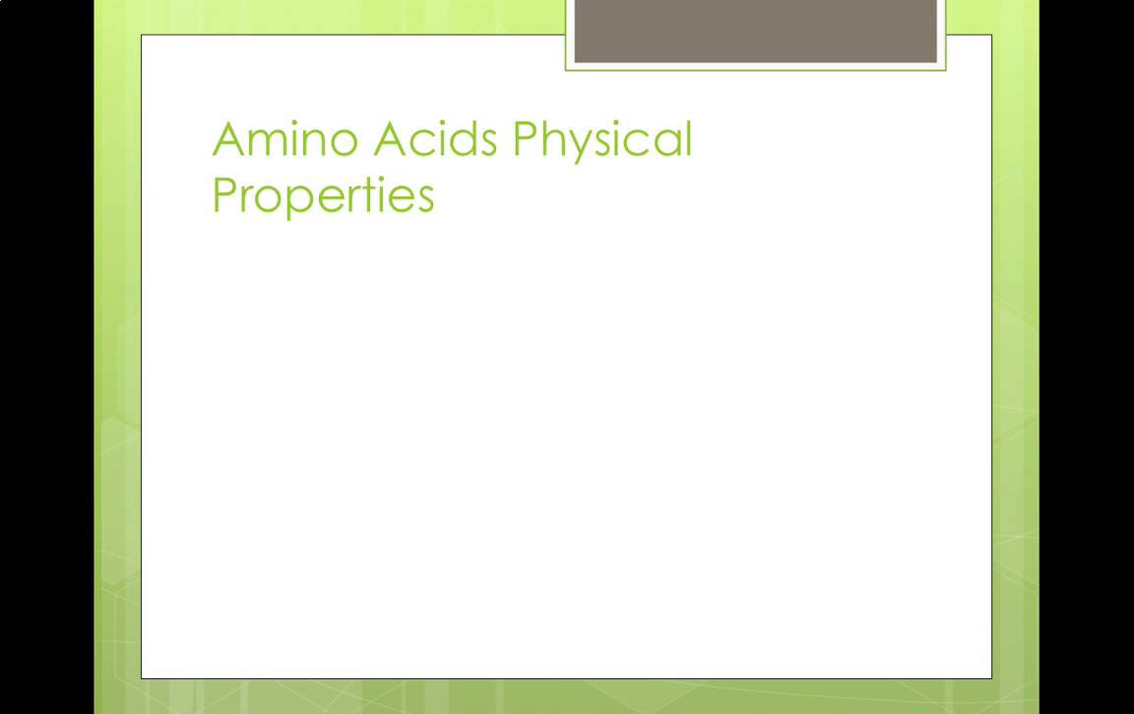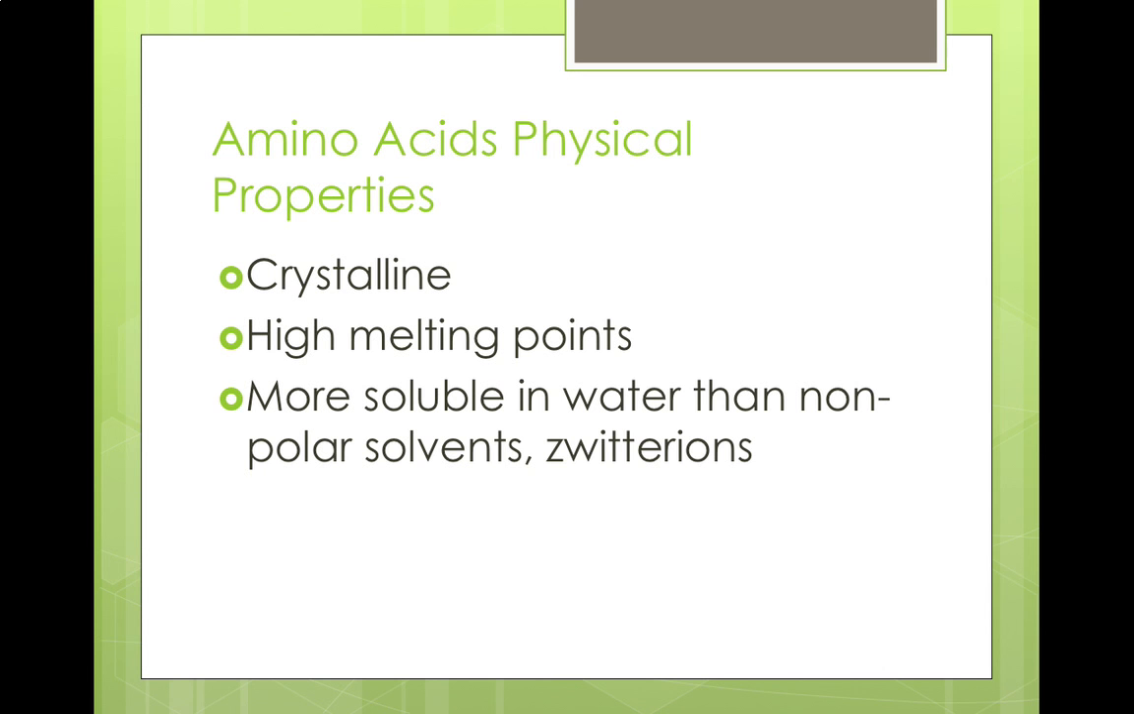Starting out with amino acids and their physical properties, they're all crystalline. They have high melting points. They're more soluble in water than in nonpolar solvents, which must mean that they are polar themselves. They're actually called Zwitter ions, and we're going to talk about what that word means on the next slide. Amino acids are also amphoteric, which we talked about in the acid-base unit, and we'll talk about more in 2 slides. And amino acids also act as buffers in their chemical systems.